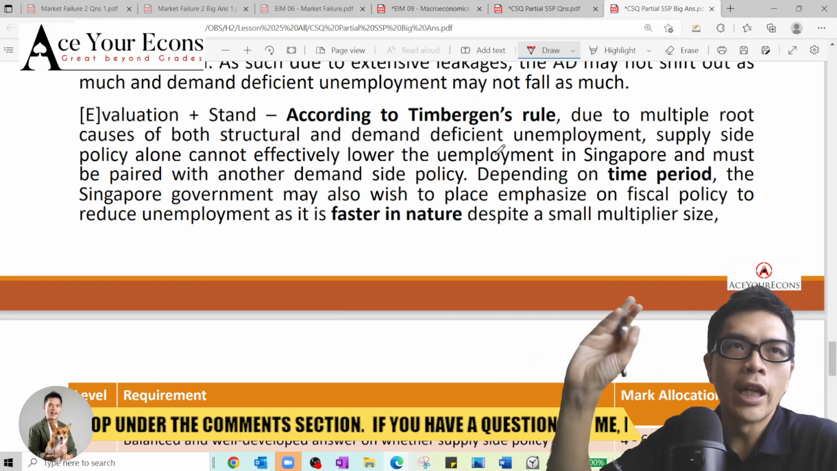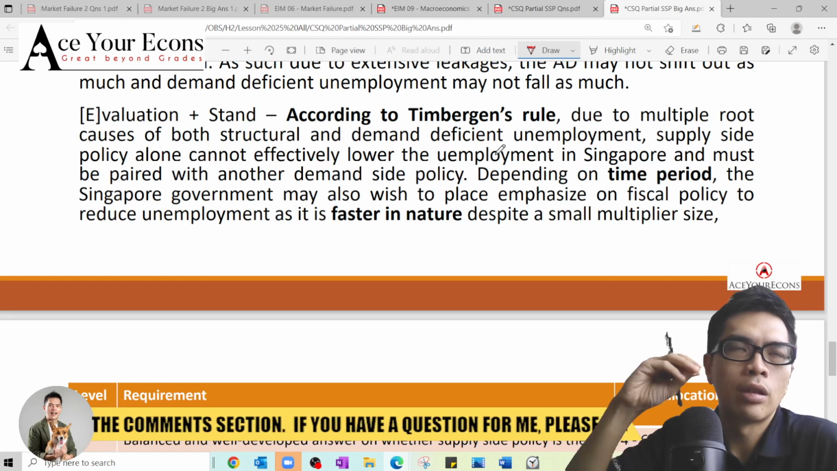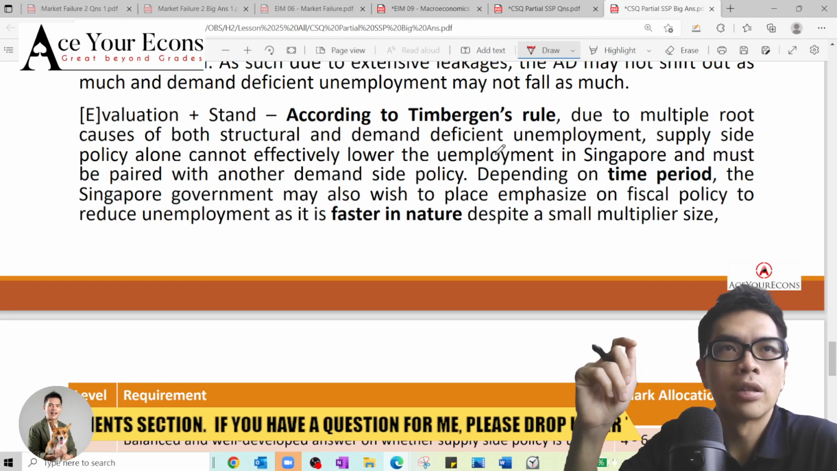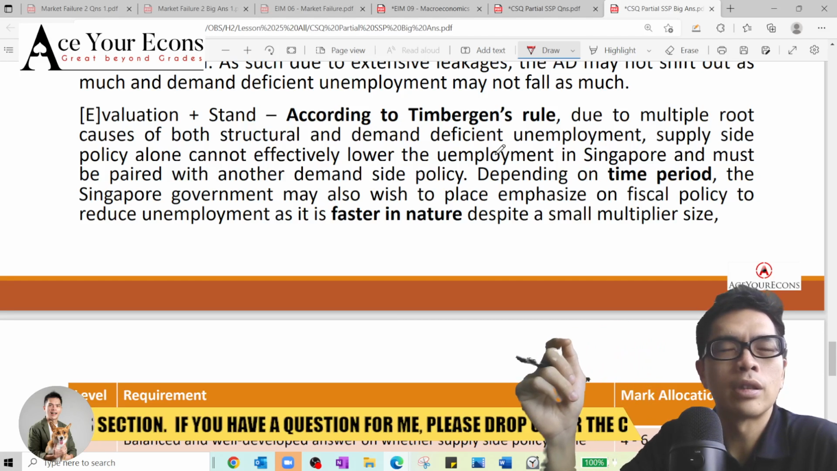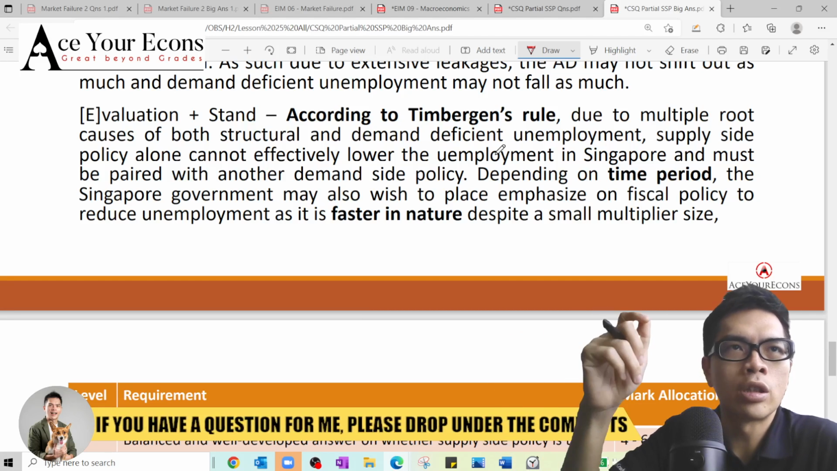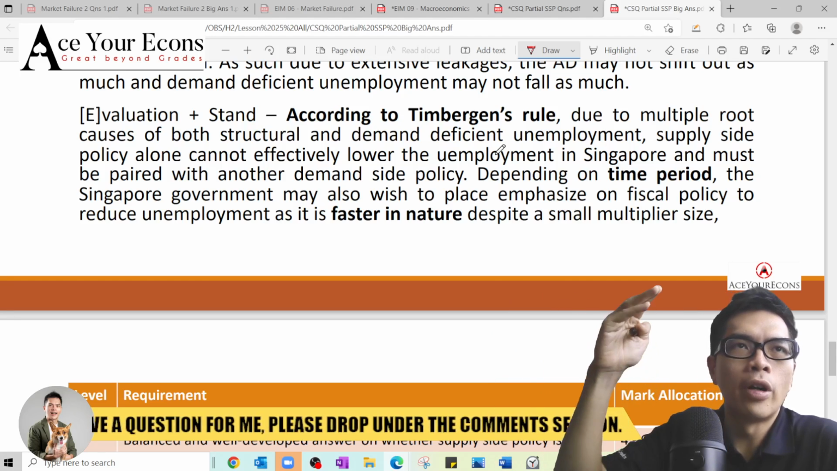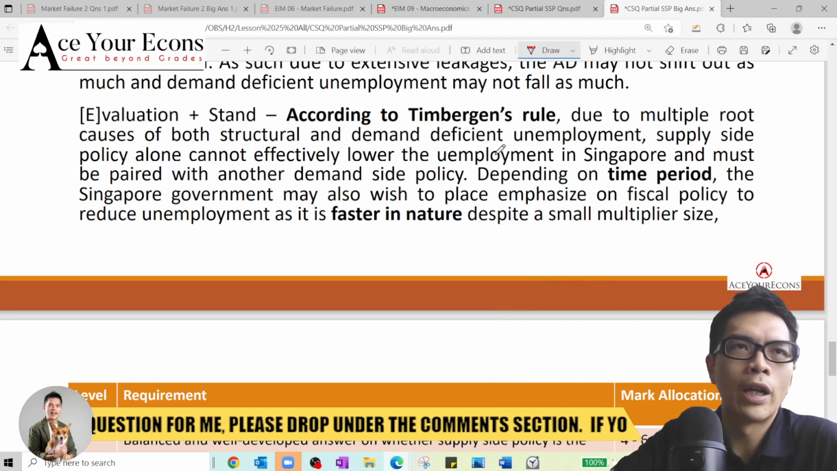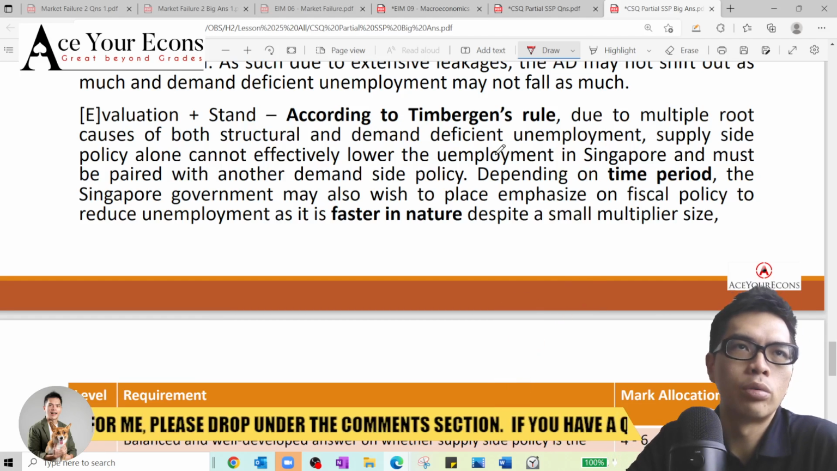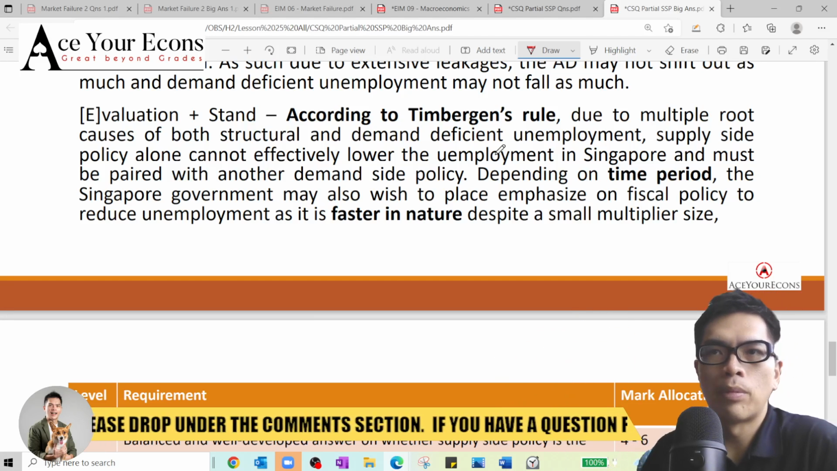In a nutshell, if you don't understand Tinbergen rule, understand what Mr. Teo is saying today: one stone cannot kill two birds. In order to kill two birds, you need the same number of stones. 3 stones, 3 birds. This is what Tinbergen rule is telling you. So before we introduce combination, you have to cite why a combination is required: because of Tinbergen rule, because there are multiple problems. That's why we need multiple policies.